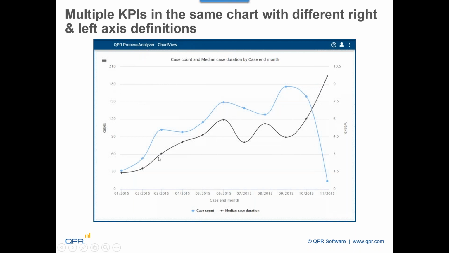So from this, we can see that the amount of cases has grown. It is increasing the amount of cases. And at the same time, the duration for the cases is also going up. So we can have the cases axis over here and the duration axis over here. And that means that you can have basically whatever KPIs, and then use the two axes and have them displayed in those two axes.